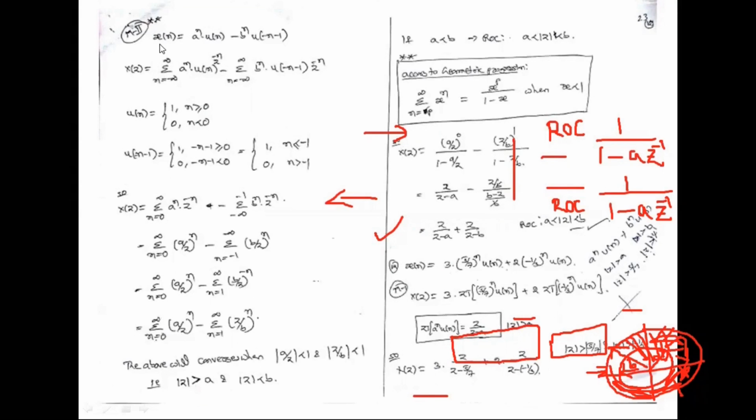Now the second method we can see here. The second method says that a^n u[n] and b^n u[-n-1] are directly substituted here. Here also we get the same function, |z| greater than a and |z| less than b, that is a less than |z| and |z| less than b. Okay, my dear students, the range of the ROC is the same thing, a less than |z| less than b. Got it?